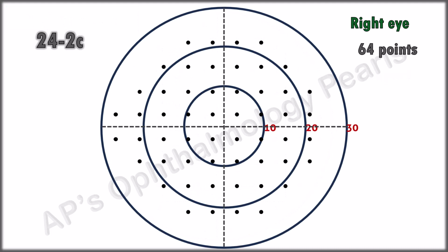The 24-2C program is available only in the HFA3 model. In addition to the 54 points of the standard 24-2 program, an additional 10 points are tested in the central 10-degree field for a total of 64 test positions. This was intended to combine the benefits of the 24-2 and the 10-2 for a greater yield in detecting paracentral scotomas and field progression.